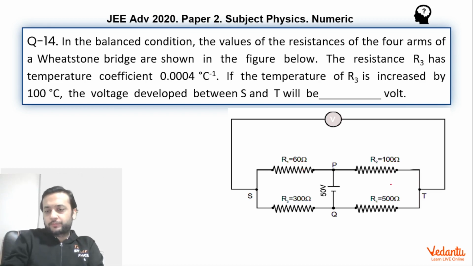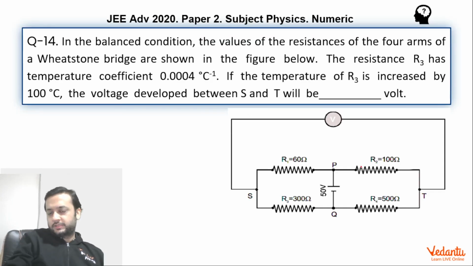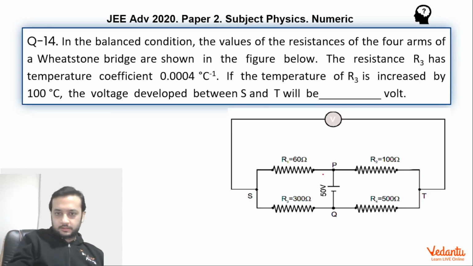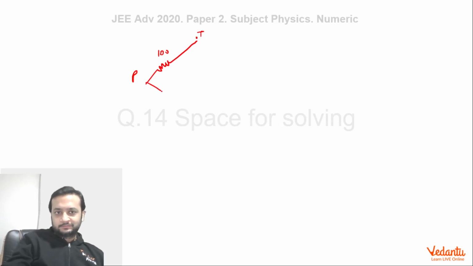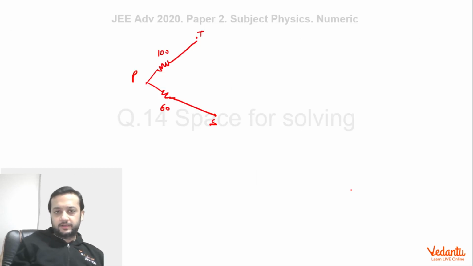So what I'm going to do, I'm going to rotate this by 90 degrees. So T point will come over here. Okay. So if you see, P will come somewhere over here. So this will be resistor 100. Then S will come over here. This will be 60 ohms. This is point S, and Q and T, 300 and 500. So this is Q, this is 300 and 500, right?